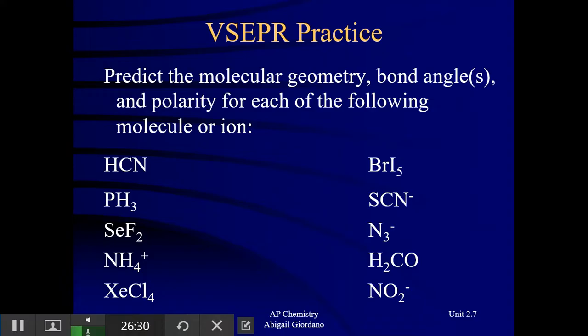So what I would like for you to do, you have 10 molecules in front of you, and this will take you a little bit of time, but it's good for you to practice. I want you to draw these out, predict their molecular shape, the bond angle around the central atom, and tell me if the molecule or ion is polar or nonpolar. So pause your video and we'll check your answers. All right, let's see how you did.